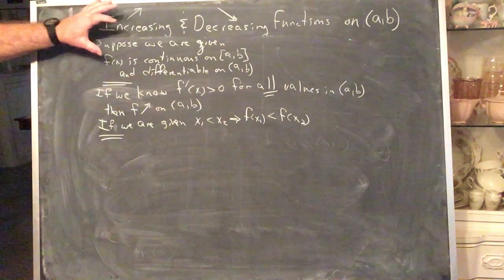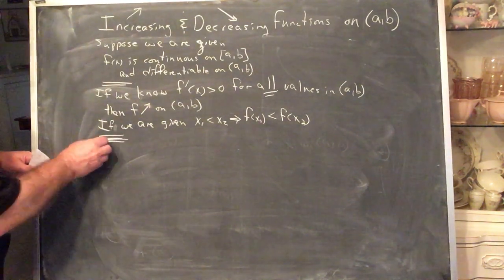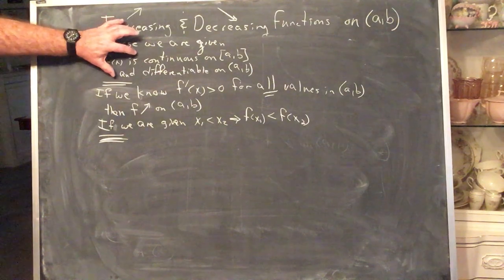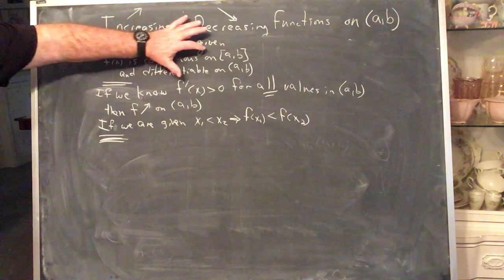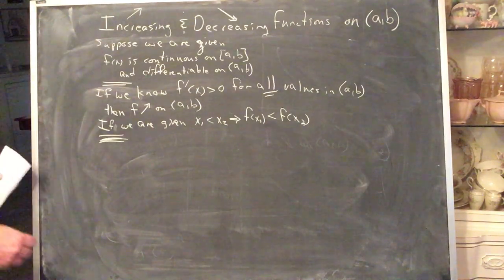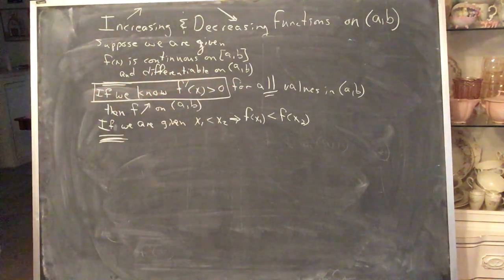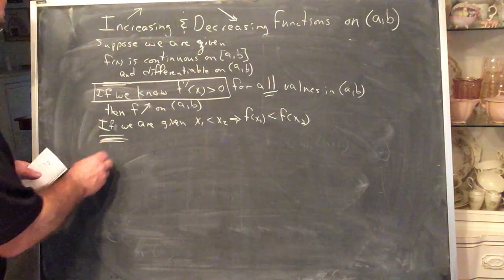What I'm going to do is show that this is true for increasing, and then there is a similar statement for decreasing, which I'll write up afterward. So suppose we're given a continuous function on the closed interval, differentiable on the open interval, and suppose we are given that for all values in the interval, the derivative is greater than 0.